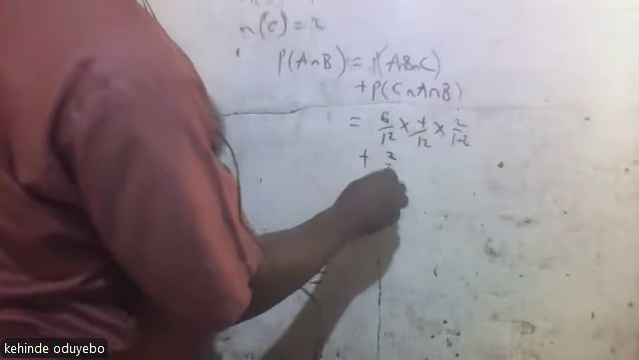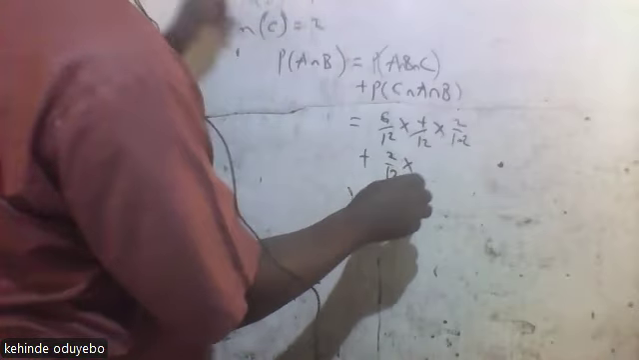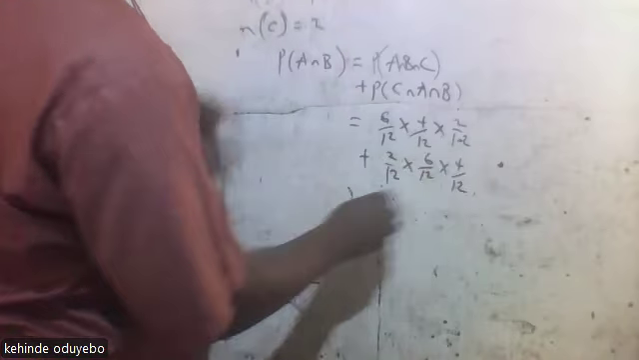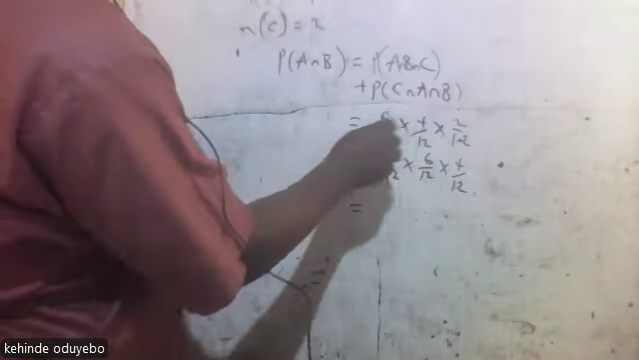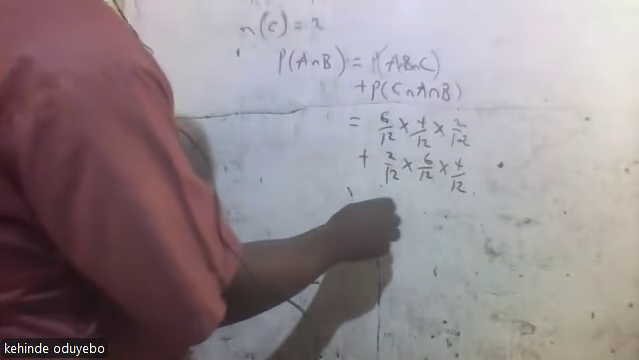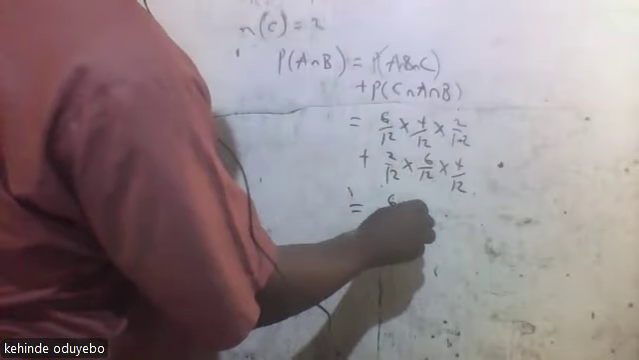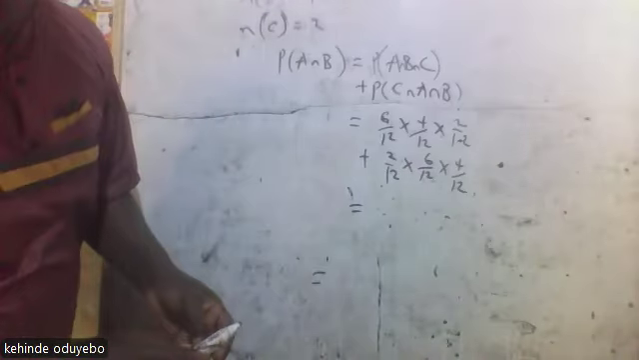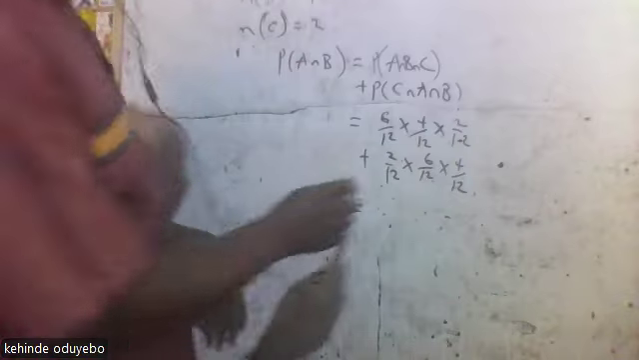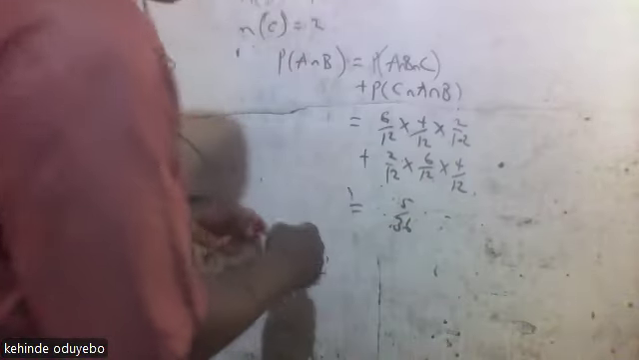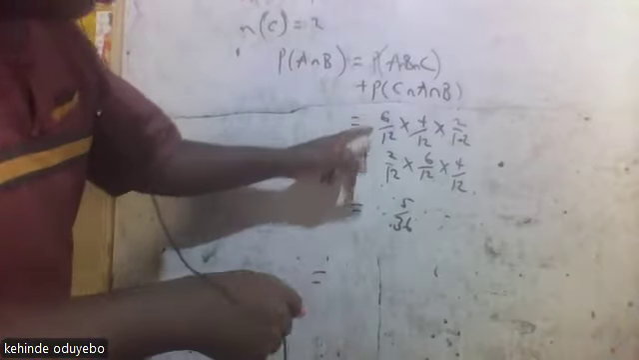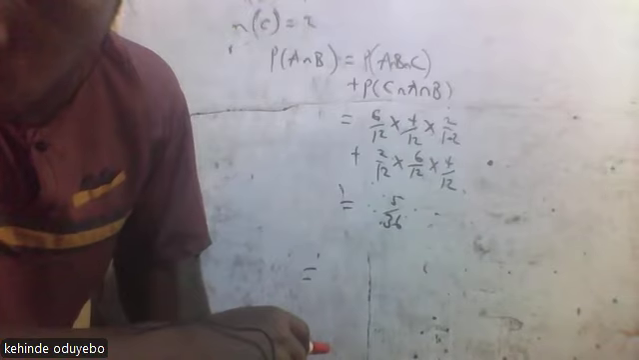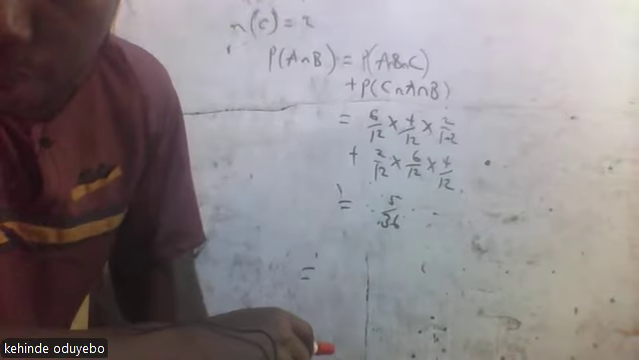Probability of C is this. Probability of A is what? Probability of B is what? 4 over 12. So you are saying 6 over 12 times 4 over 12, and if you do the math, then you get what? Let me show you. 5 over 36. Yes, you get 5 over 36.